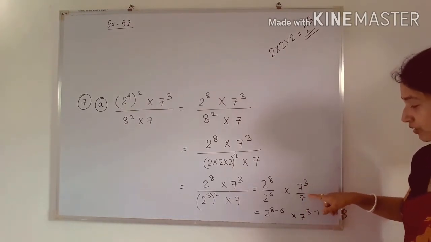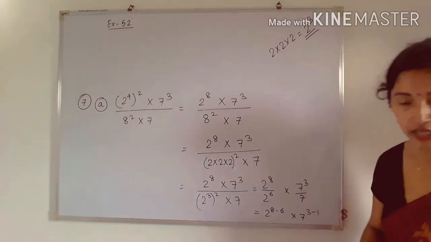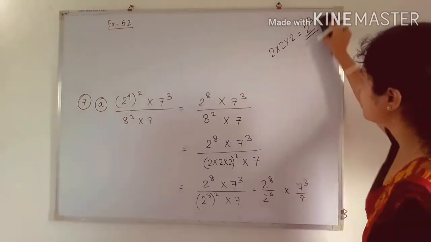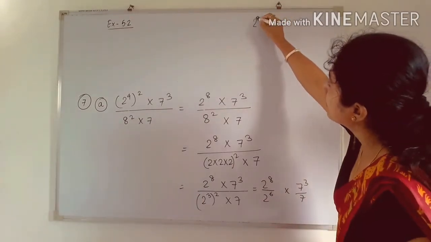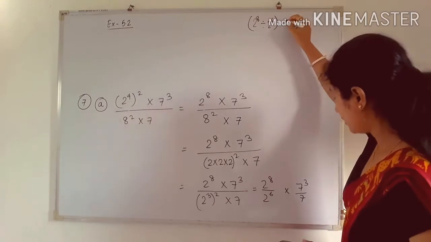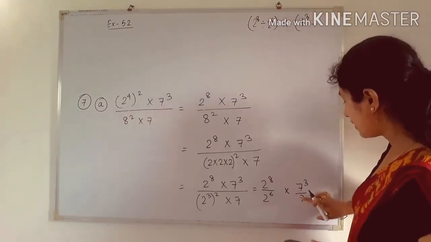Both the numbers, see here, the base is also the same, so here we can apply the law. See, I am doing it above here. So 2 to the power 8 divided by 2 to the power 6, into 7 cube divided by 7. What is the meaning of 7?